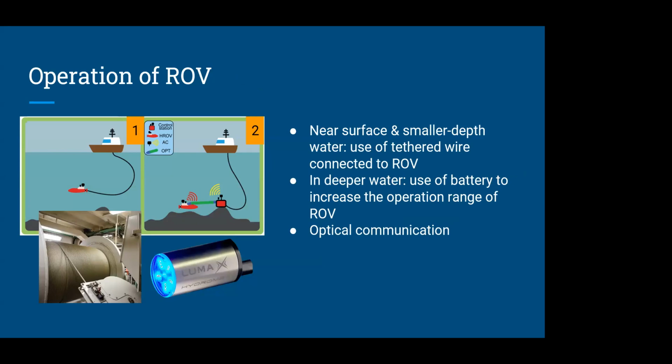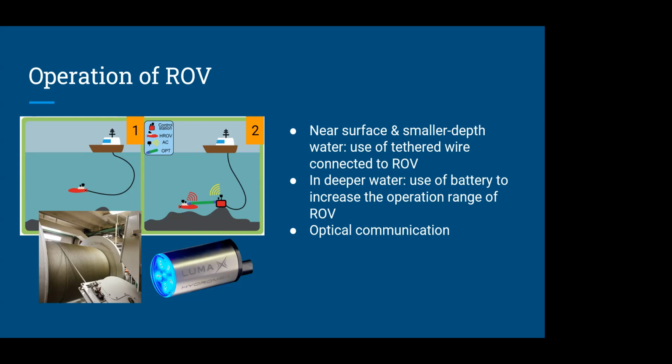For the operation of ROVs, the supply of electricity and communication is mainly through batteries and also tethered wires. Tethered wires are able to supply electricity and maintain communication for a longer period of time through the use of cables, but it is limited by its range since it depends on the length of the wire. On the other hand, batteries will help to increase the range of the ROVs, but are limited by the amount of time they can stay underwater.